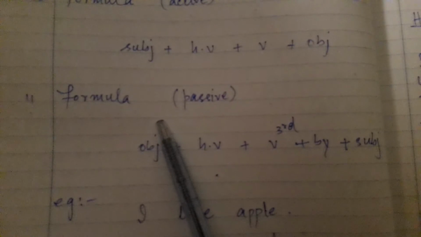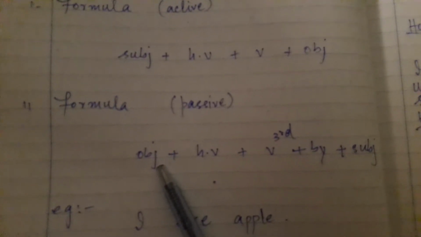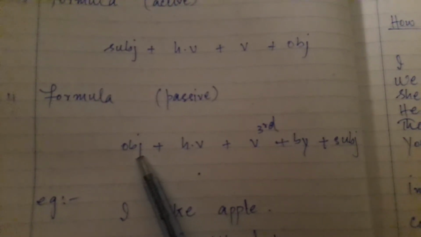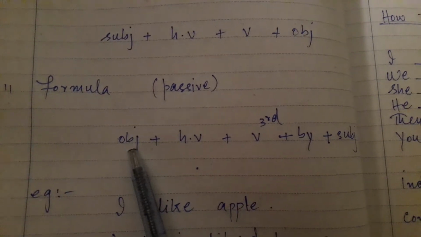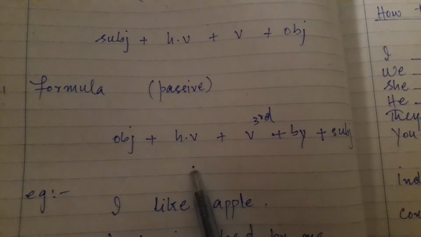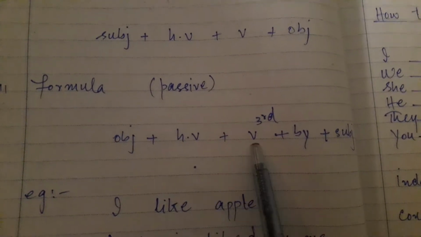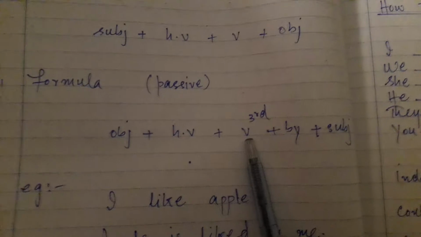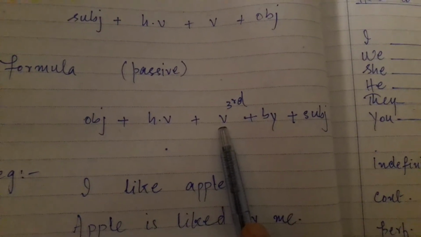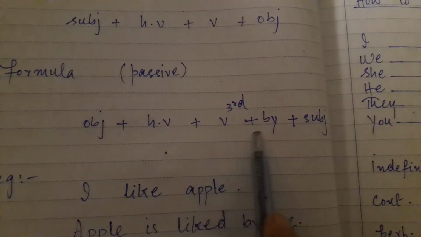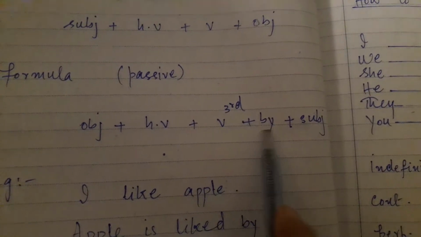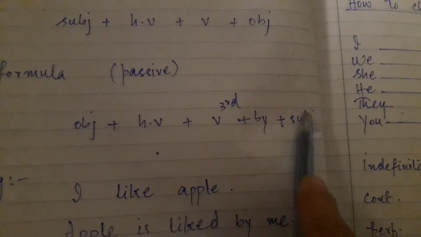Now what's the general formula of passive voice? Here, as I told you, the object is much more important in passive voice, and the subject is in passive condition. That's why the formula starts with the object, and then the helping verb, which we use according to the tense. Then the third form of the verb. Keep in your mind that in passive voice it's a must to use the third form of the verb. Then we use the preposition by to give the connection with the subject, and the subject comes at the last.